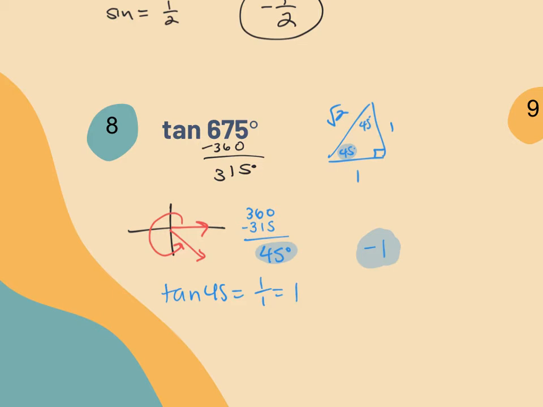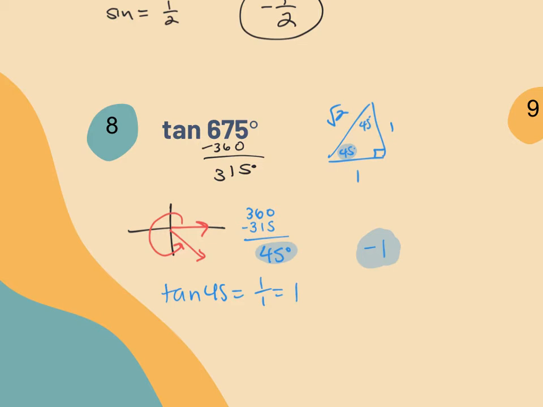Wait, why isn't it positive? Because it's in the fourth quadrant. So in the fourth quadrant for tangent, we move forward, but we move down, right? But isn't it like 45 degrees? 45 is just the reference angle. The actual angle itself is in the fourth quadrant. So the reference angle is just what you need for the triangle?